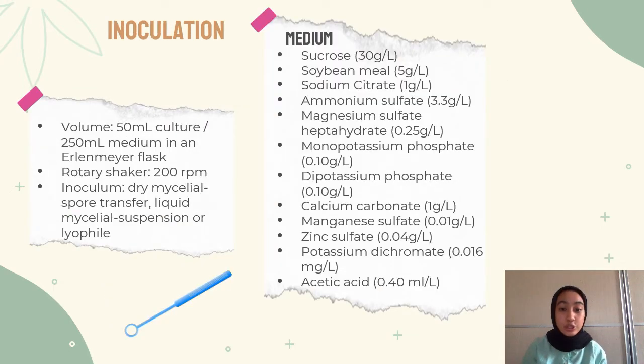Next, inoculation. The volume used is 50 ml of culture per 250 ml of medium in an Erlenmeyer flask. A rotary shaker was used at 200 rpm. The inoculum used is dry mycelial spore transfer, liquid mycelial suspension, or lyophile.